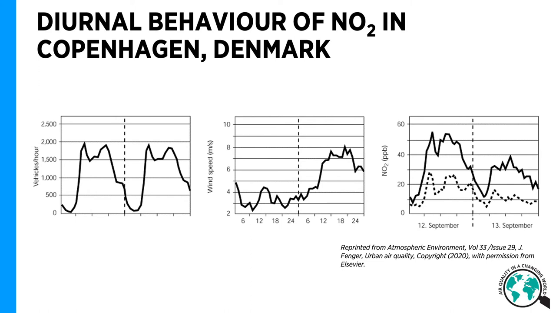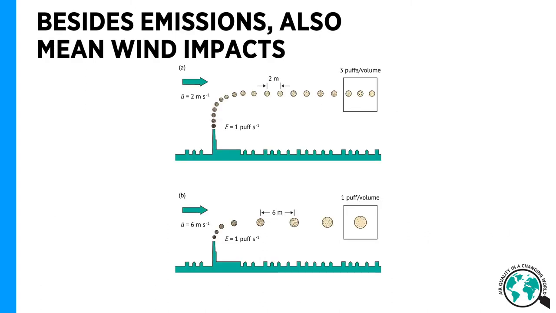On the middle plot, you can see the wind speed on both days. On the first day, the wind speeds were between 2 and 4 meters per second, whereas on the second day, the wind speeds were increased to around 6 and 8 meters per second. Thus, it's not only the emission that is determining the local concentrations of air quality components, but rather it's also the meteorological conditions, including the wind.